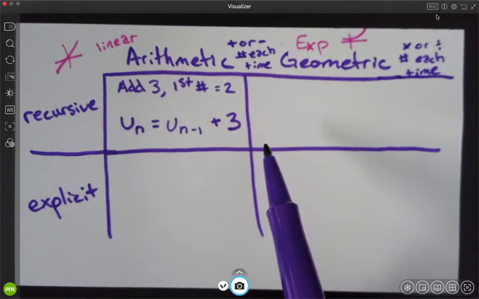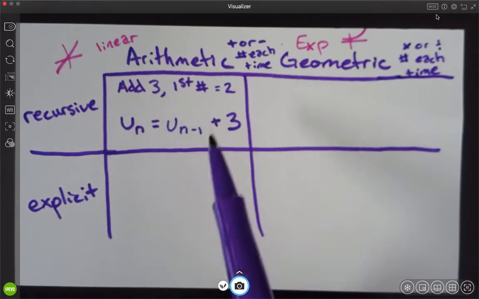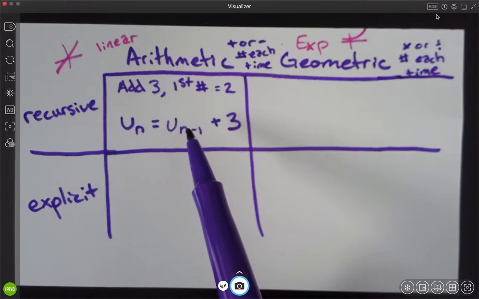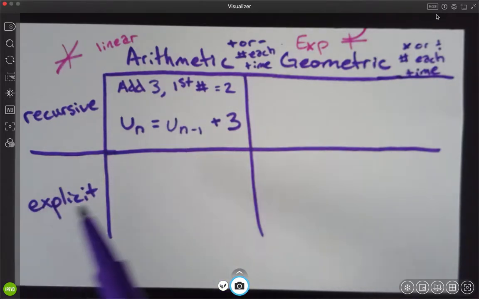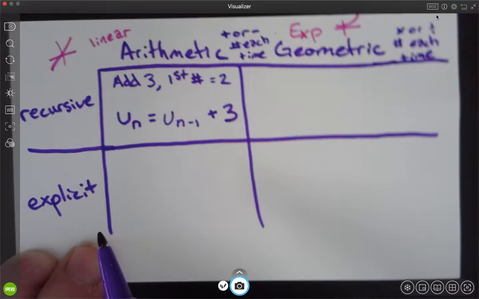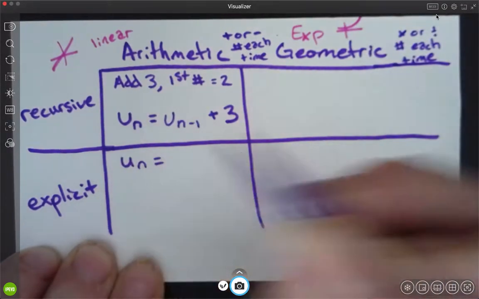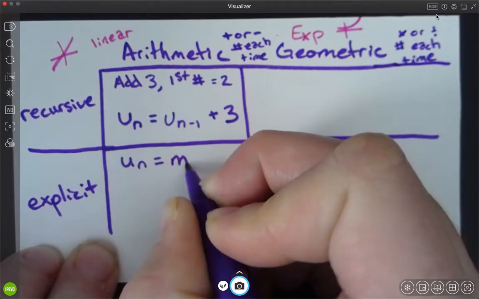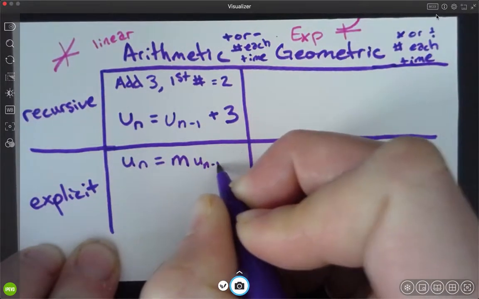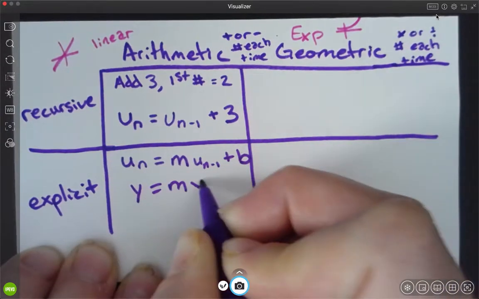The recursive is nice because it doesn't have that confusion in the equation. The equation is pretty easy to manage, but the problem is if I want to know the 52nd term, I have to know the 51st and the 50th and the 49th and the 48th. I have to know every single term leading up to the 52nd term. So rather than doing that, if I want to know the 52nd term, a lot of times I'll use the explicit formula, which looks kind of like u sub n equals m times u sub n minus 1 plus b, or y equals mx plus b.